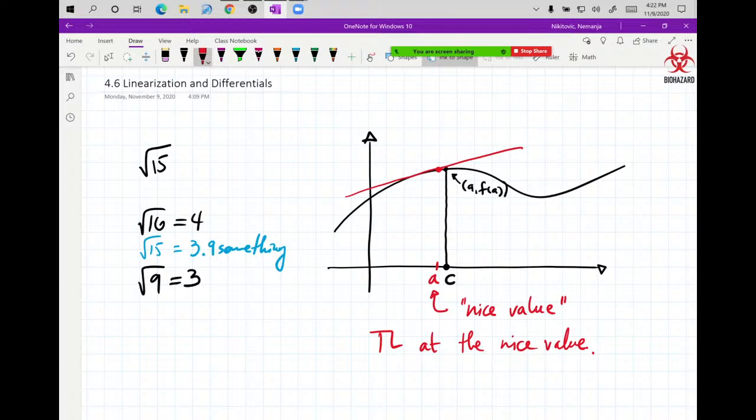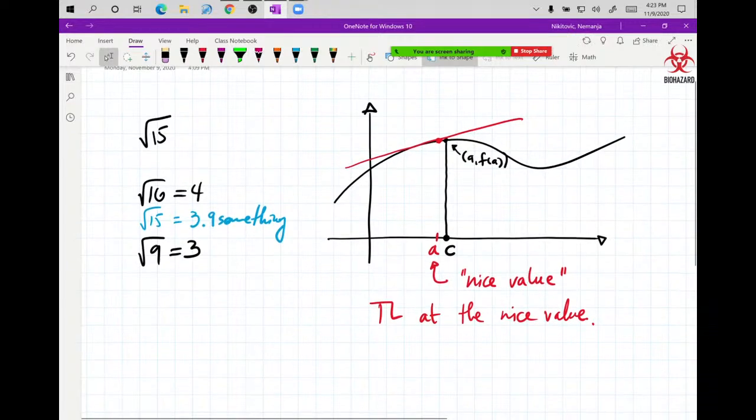So for every function that you are trying to compute something for, trig functions like pi over 4, pi over 6, and so on, you always have what we would call nice values, where you can do your calculation without use of a calculator.